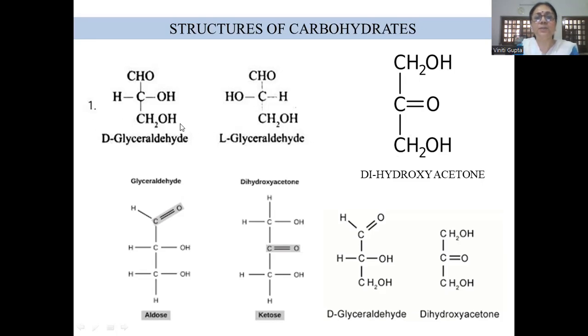Why are these 2 molecules being shown to you? If you see this, this has 3 carbon atoms, 1, 2, 3, and this has a chiral carbon. So this is optically active. This is also containing 3 carbon atoms, but this is not optically active. This has an aldehyde group. This has a ketone.